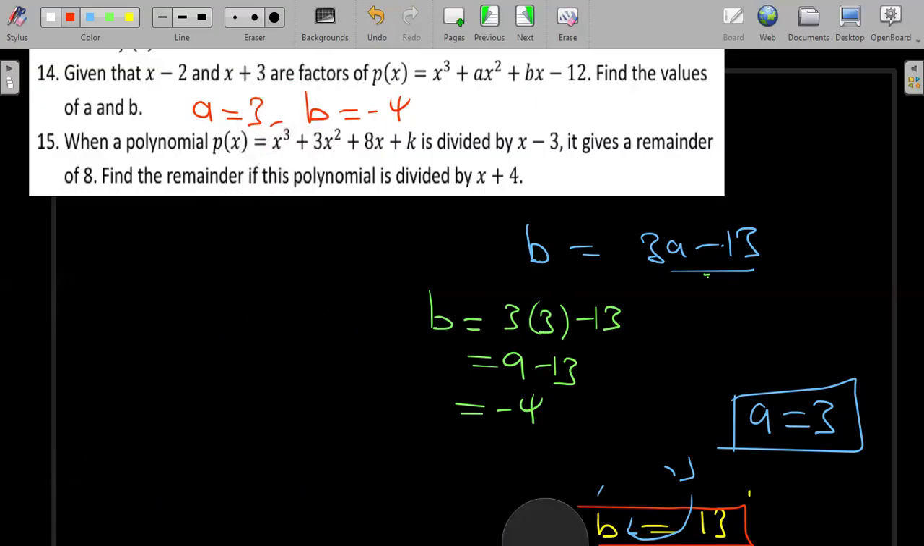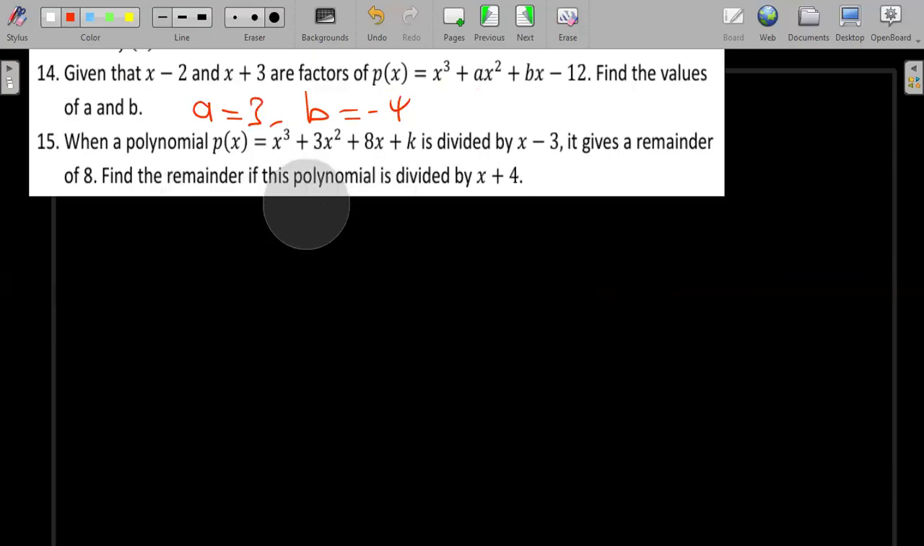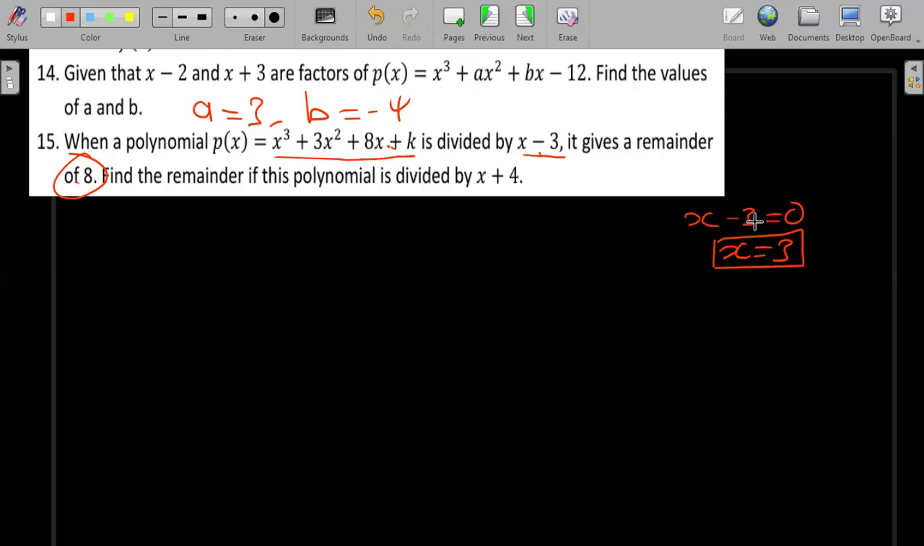We're just still using the factor and the remainder theorem. Question 15, they're saying when a polynomial, this one here, is divided by x minus 3, it gives a remainder of 8. So this is specifically the remainder theorem. If we divide this by this factor, we're getting the remainder of this. So we equate the x minus 3 to 0, and then solve for x. So it means our x here is 3.